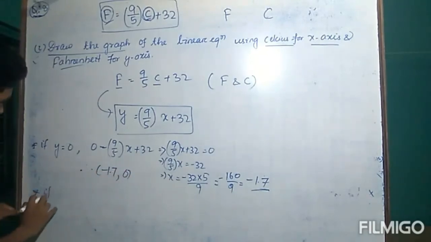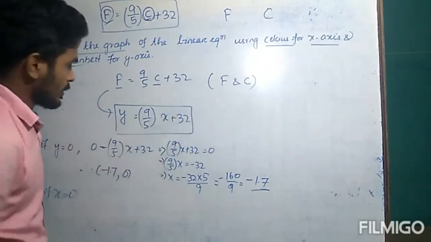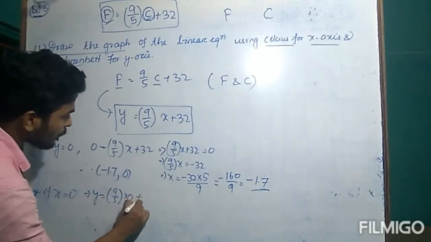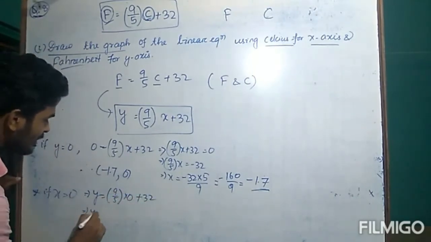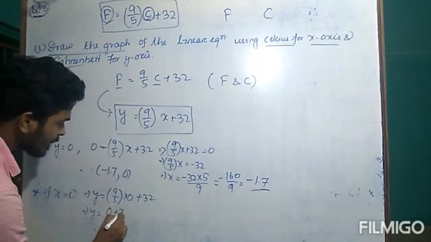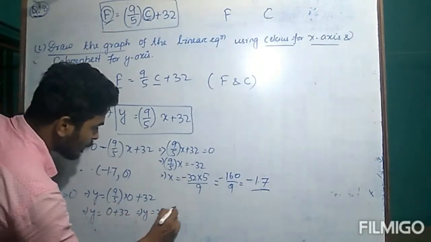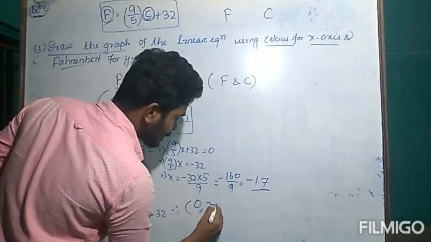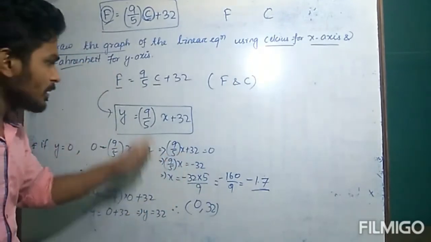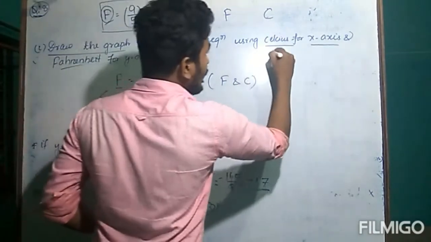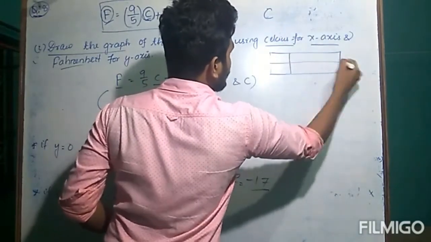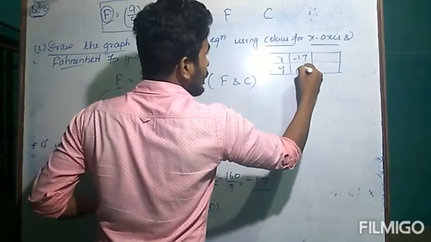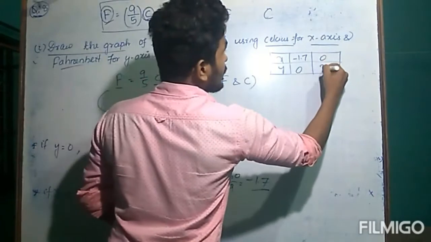Similarly, you put x to be 0 in this original equation. Then you find y is equal to 9 by 5 whole into 0 plus 32. So y is equal to 9 by 5 into 0, which is 0, plus 32. So y is equal to 32. Hence the solution is 0, 32. Understood? We get two solutions here. Then draw the tabular form x, y. So we get first minus 1.7, 0 and 0, 32.